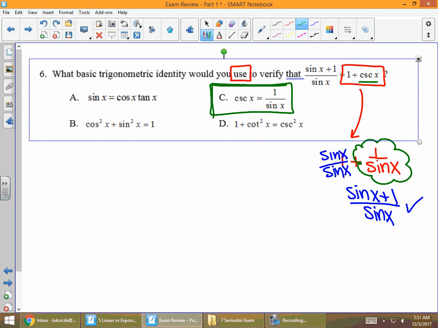You can also do this a little bit by elimination. You don't have any squareds up here, so D and B are not good options. And I don't see anywhere to use that sine is equal to cosine times tangent, because all we have in our problem are sines and cosecants. So a couple ways to approach that problem. You can do it by actually starting the proof and seeing, kind of making that link there, or by getting rid of options that don't make any sense.